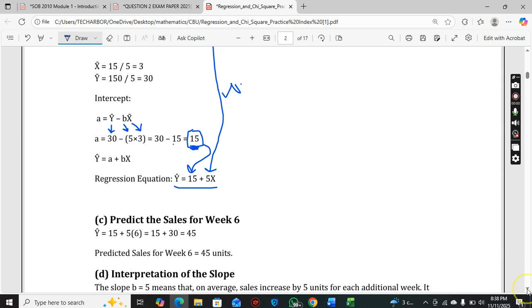Like here, have you seen? Predict the sales for week 6. Weeks are represented by x, so week 6 is the same as x equals 6. So you use this regression equation. Where there is x, you substitute it with 6. As you can see here, 15 plus 5 times 6. 5 times 6, 30. 30 plus 15, 45. Any questions?